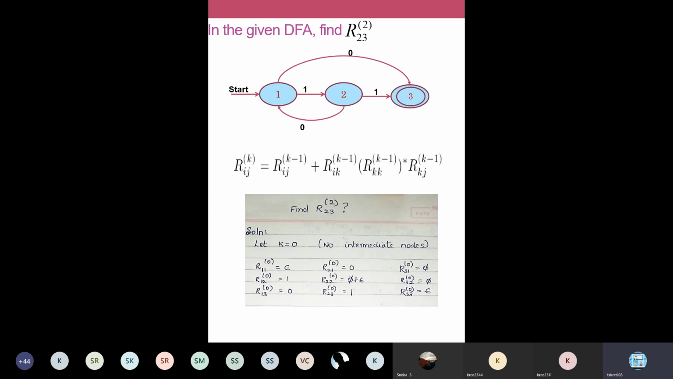So in the first step, you are going to take your k as 0. You assume k is 0. It means that there are no intermediate nodes. So what are all the regular expressions you are going to find out at level k is equal to 0? You have to find out all possible combinations out of these three states. That is R11, 12, 13, and then R21, 22, 23, and then R31, 32, and 33. So everything you are going to find out at level 0.